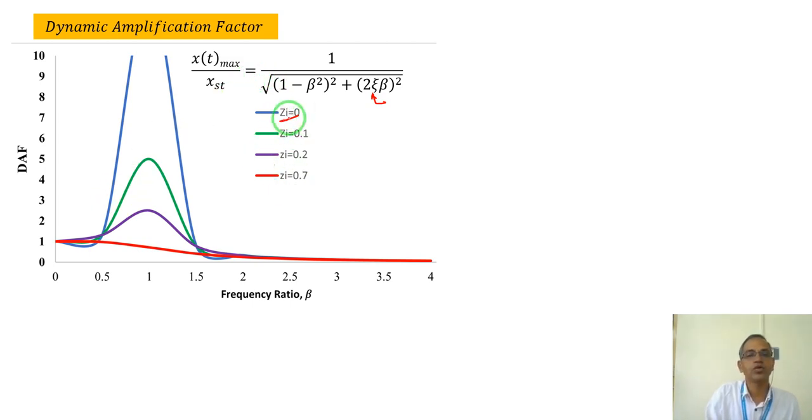If the damping ratio is 0, this is the first blue one, at beta, the frequency ratio, of 1, we have an infinite solution. That means this solution becomes impossible, because at beta equal to 1 and xi equal to 0, the denominator is 0. So 1 by 0 is infinite. And as xi increases, at beta 1, although there is resonance, the amplitudes are reducing. So it's not a dangerous thing.